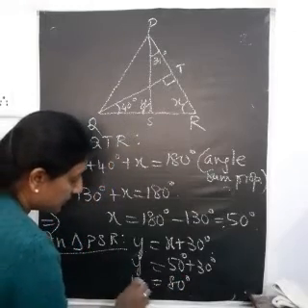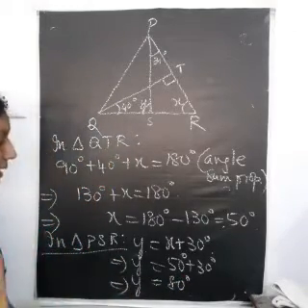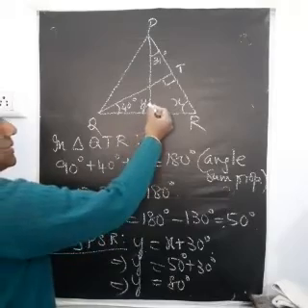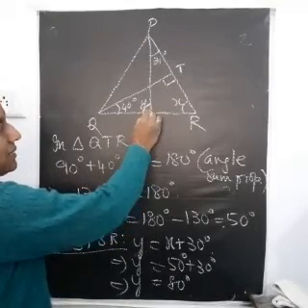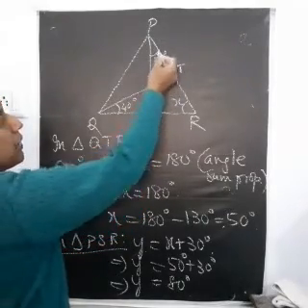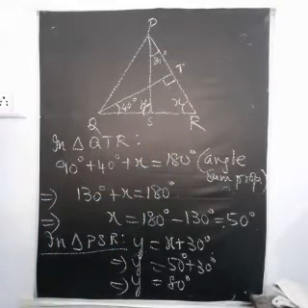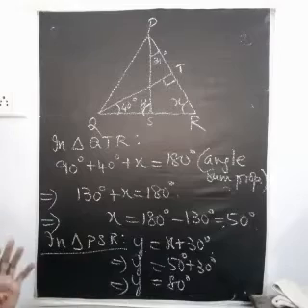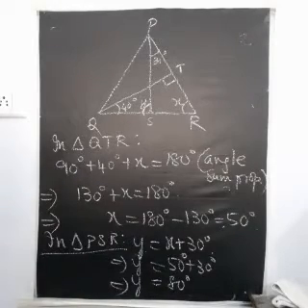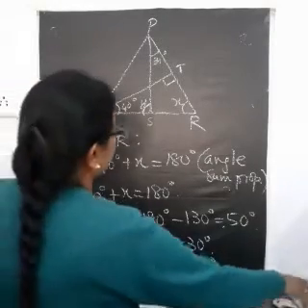So you must remember the exterior angle property, that is, the exterior angle in a triangle is equal to the sum of the two interior opposite angles. Okay, so using that we have solved this sum. Right. Okay, now let us go on to another sum.